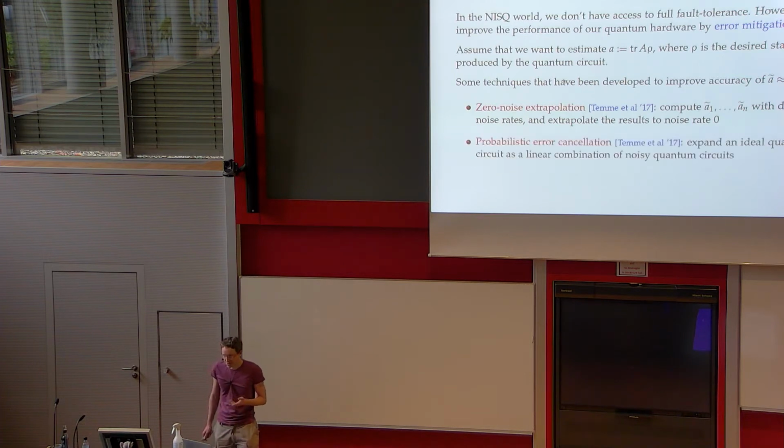Another idea from the same paper from IBM is so-called probabilistic error cancellation. And here we imagine that we have some quantum circuit that we want to execute. We know what it is, but we also know that we have a noisy process that's replacing this real quantum circuit, right? And we assume that we know what this noise is.